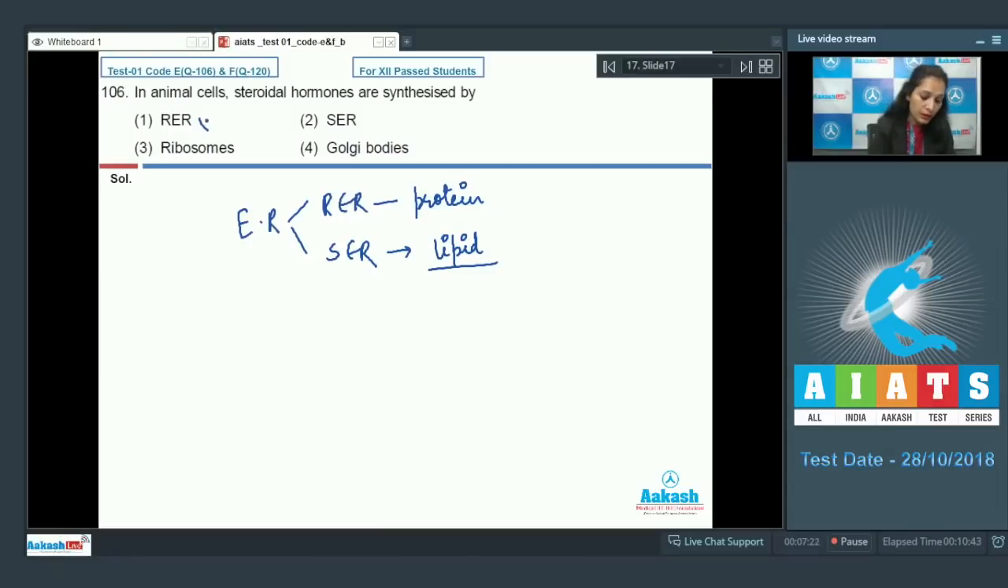So RER, no. Ribosomes help in protein synthesis. This cannot be a correct option. Golgi bodies do not synthesize anything. They help in modifications of proteins and lipids. So this is not the correct answer. Second, SER. Yes, the smooth endoplasmic reticulum helps in synthesis of steroidal hormones. So the correct option for the given question is option number 2. Let's move on to the next question.